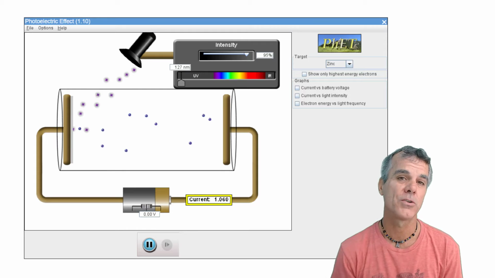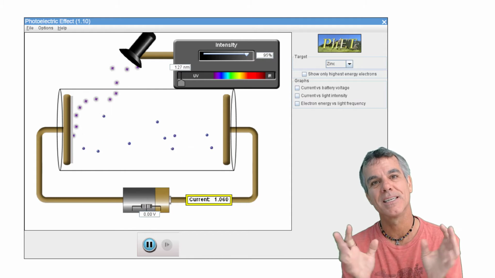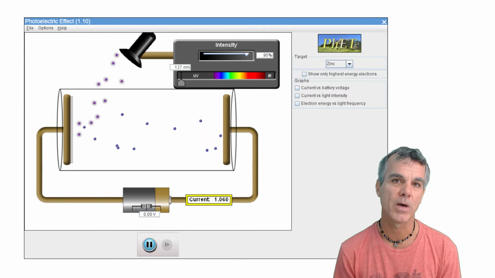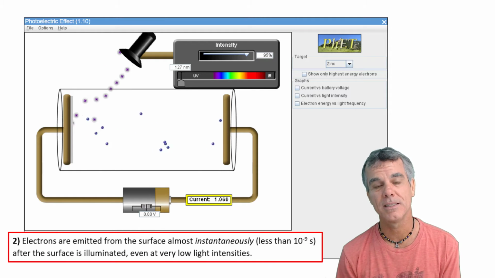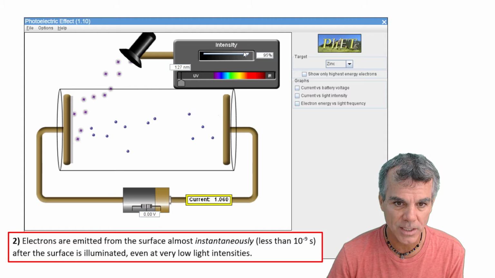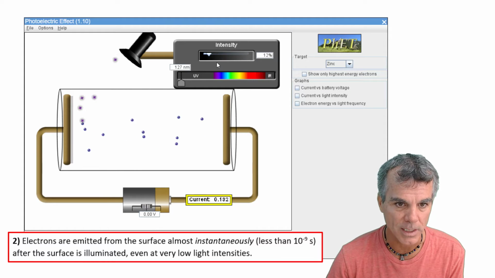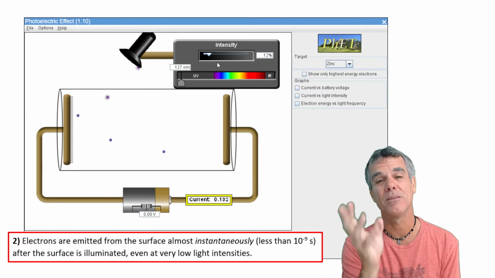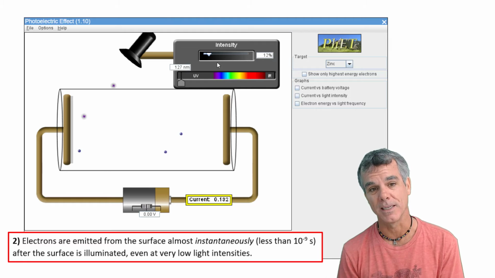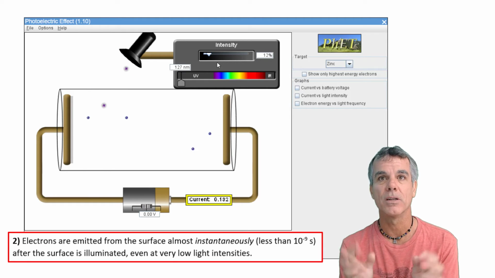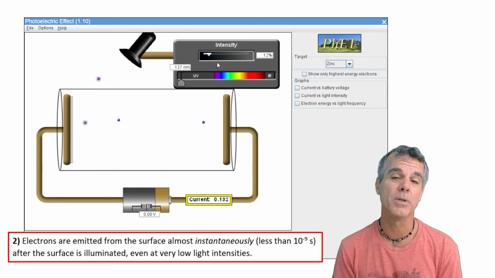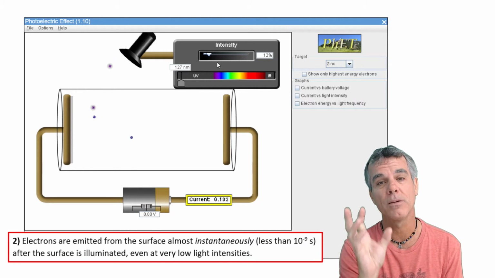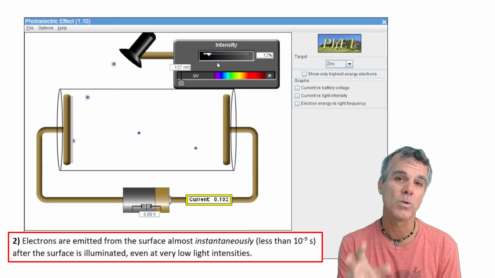A second feature of the photoelectric effect that's not consistent with the classical wave model of light is that even at low light intensities, electrons are ejected almost immediately, after about 10 to the minus 9 seconds, a nanosecond. Classically, at very low light intensities, it should take time for the electron to absorb enough energy to break free from the metal, and that's not what we see.